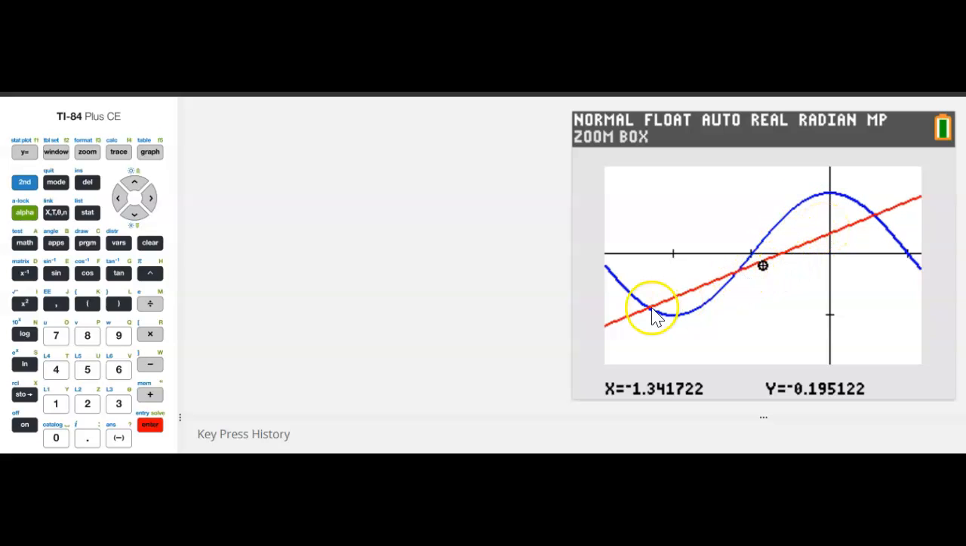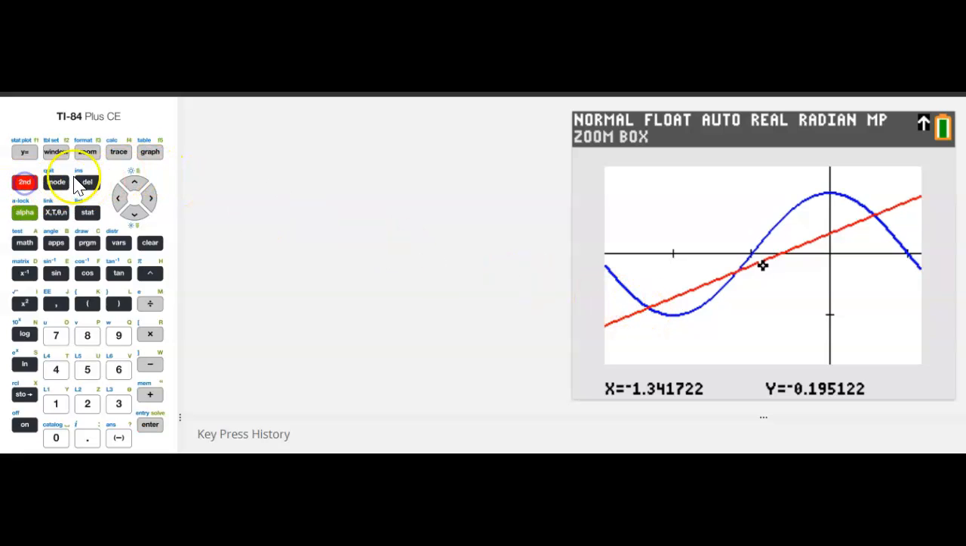What we really need are these intersection points. So we're going to get these intersection points, and we need their x-coordinates. So when we find the x-coordinate at each intersection, we're going to store them. We'll store this one in A, we'll store this one in B, and we will store this one in C. So let's find this intersection point first.